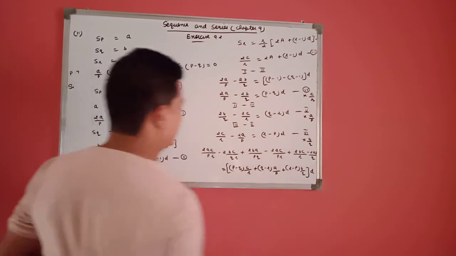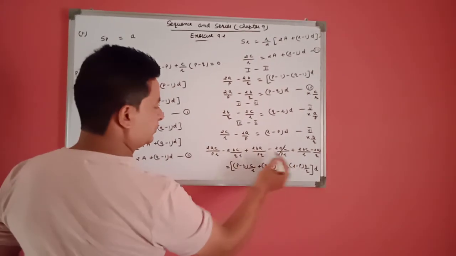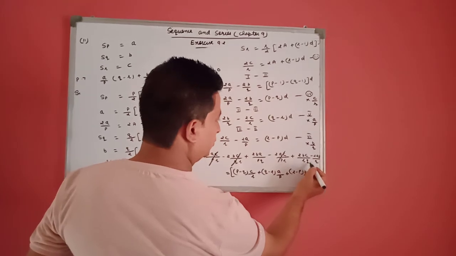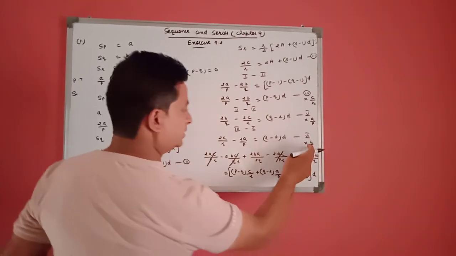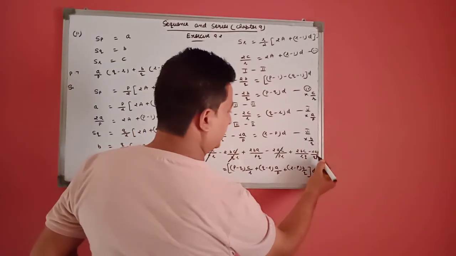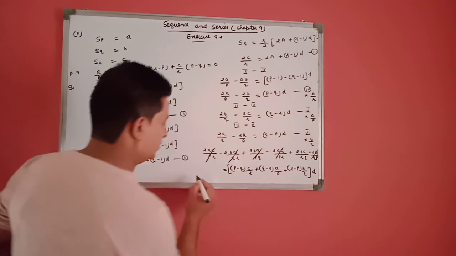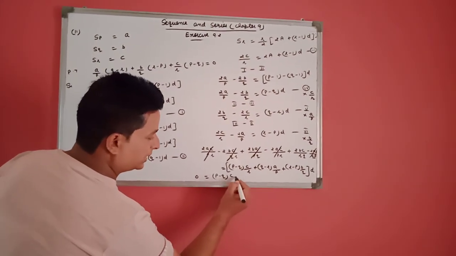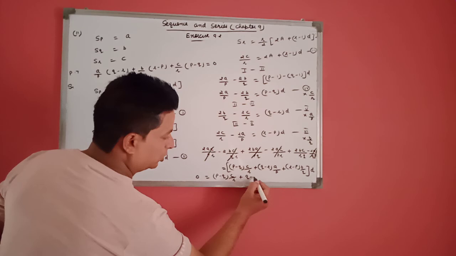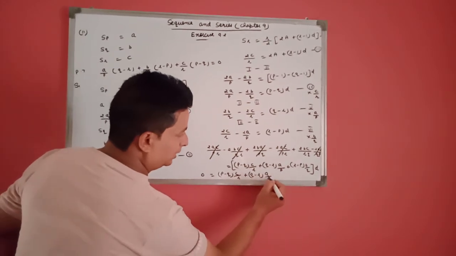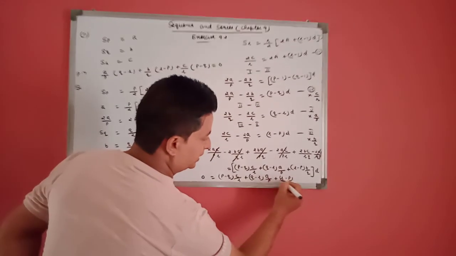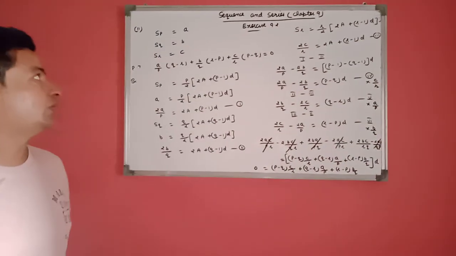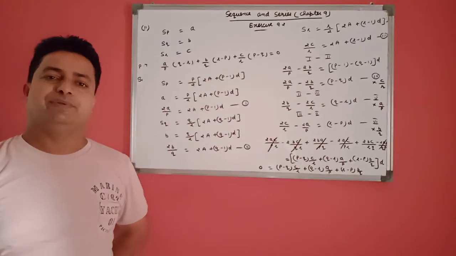D is common from all the terms. In this, 2ac upon pr cancels out, 2bc upon qr, this becomes qr and qp. So this also cancels out. We have in the left hand side 0, and on the right, (p minus q) c upon r plus (q minus r) a upon p plus (r minus p) b upon q equals 0. This is the solution of question number 11. Thanks.